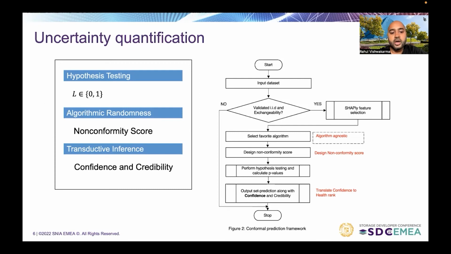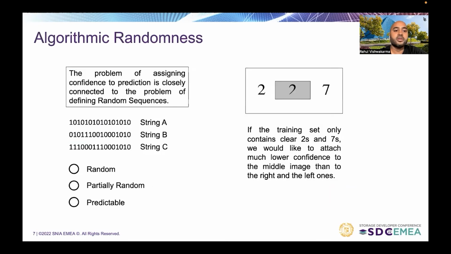Now, till here we understood what the conformal framework is, but the underlying principle lies in the statistical approach, in algorithmic randomness. It's really important to discuss algorithmic randomness when we talk about conformal prediction, because algorithmic randomness is the foundation of conformal prediction. It will be very clear when I explain with this example.